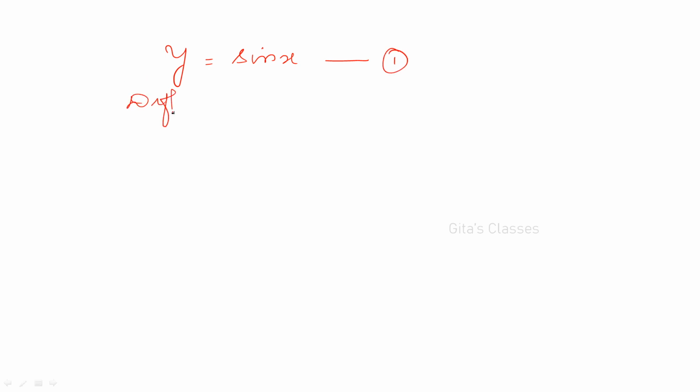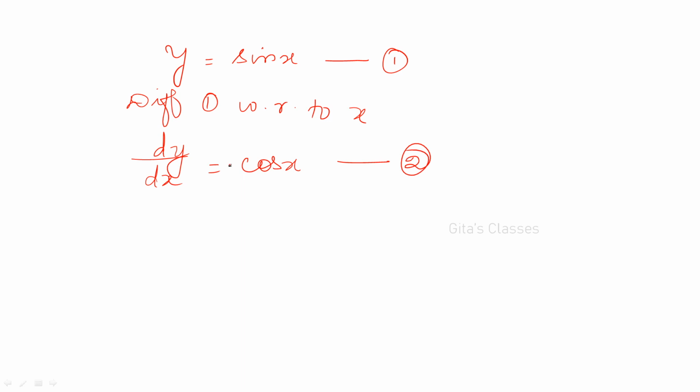If you differentiate 1 with respect to x, what will you get? dy by dx is equal to cos x, right? So what about 2? It is a differential equation. First one is one equation. Second one is a differential equation because it contains the differential coefficient dy by dx. So any equation which contains the differential coefficients is said to be a differential equation. So 2 is a differential equation which is formed from the equation 1.